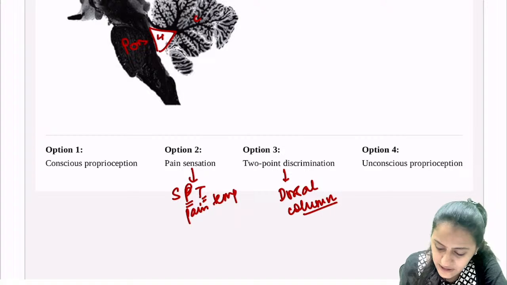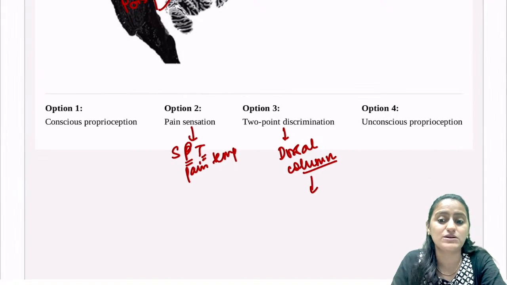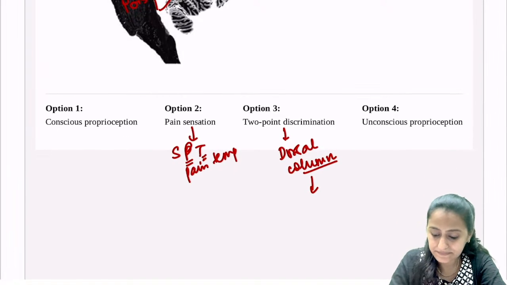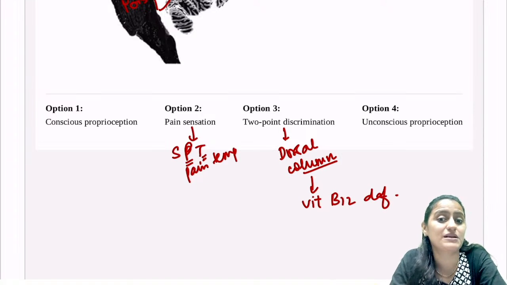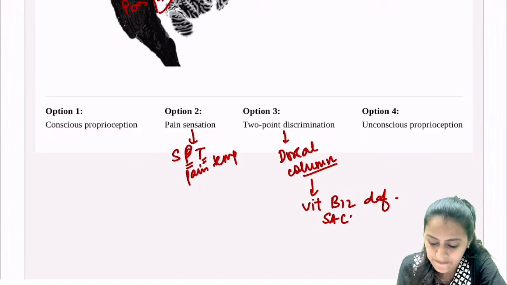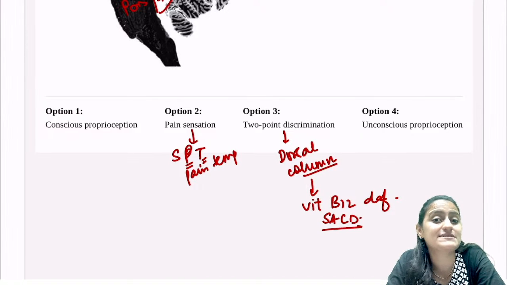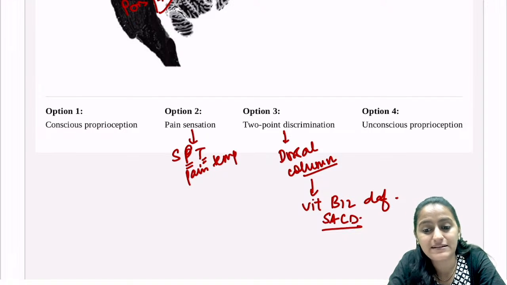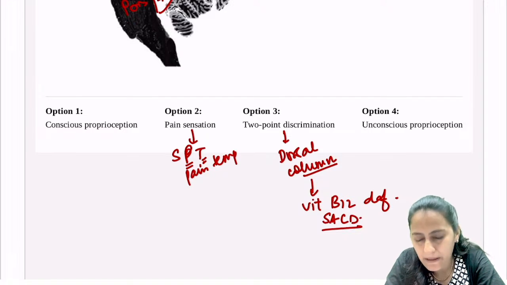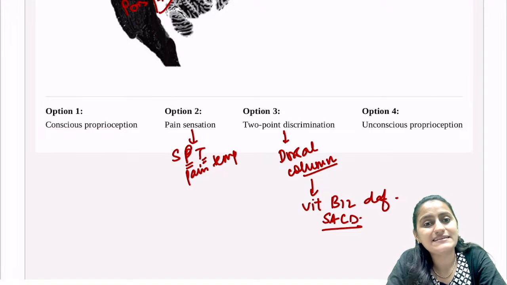When is the dorsal column affected? Tell me one condition where dorsal column is affected, guys. What vitamin deficiency affects the dorsal column? It is vitamin B12 deficiency, SACD. Subacute combined degeneration affects the dorsal column, very, very important, and that is why vibration and proprioception go off, okay? So remember that even that carries the proprioception.